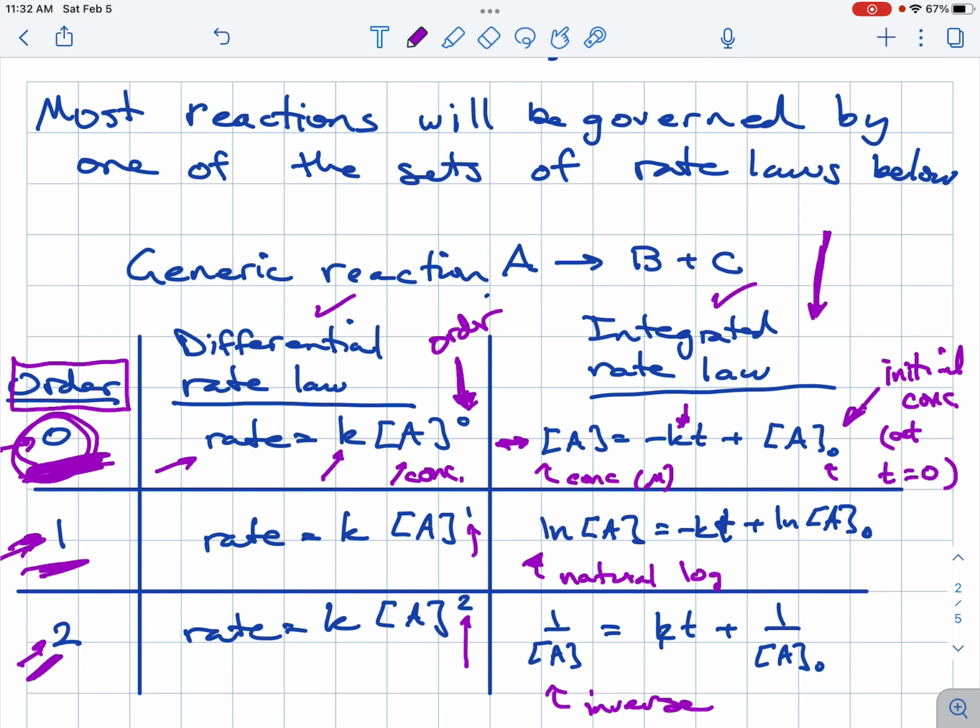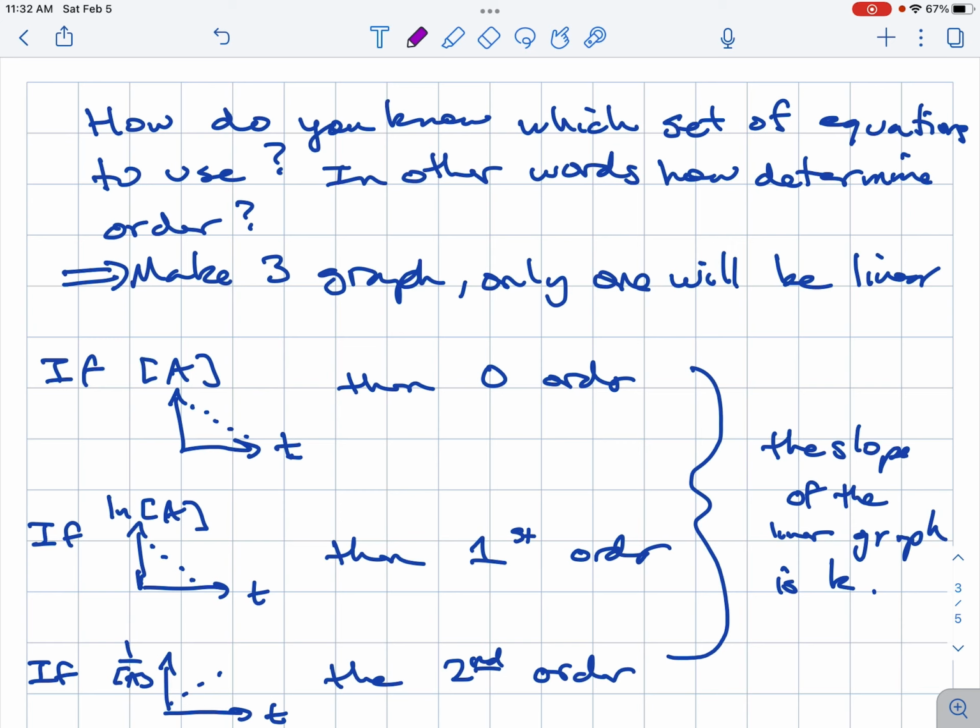Is a reaction 0 order? Is it first order? Is it second order? The way we do that is we kind of go in reverse. Instead of starting with the equation, we start with the data and we figure out which equation is the one that matches the data, and then that tells us which rate law to use. So if you're trying to determine the order, you have to make 3 graphs. Only one of those 3 graphs will be linear, and that's the one you're looking for.